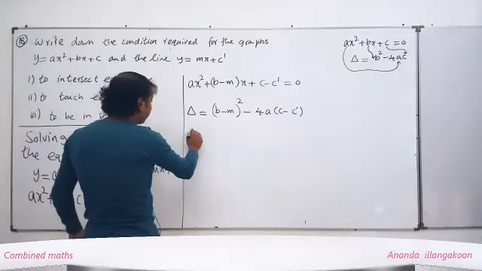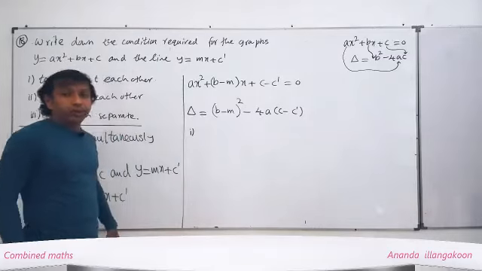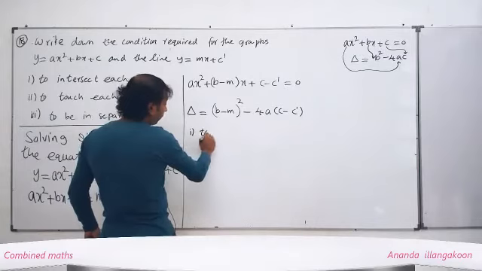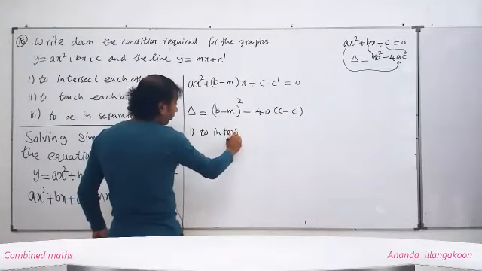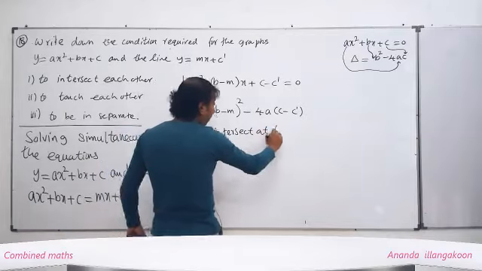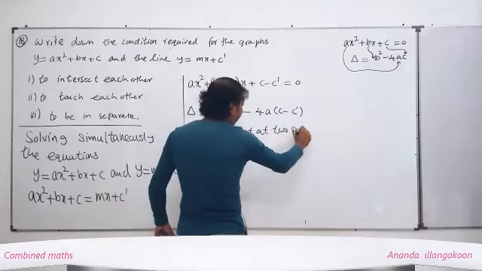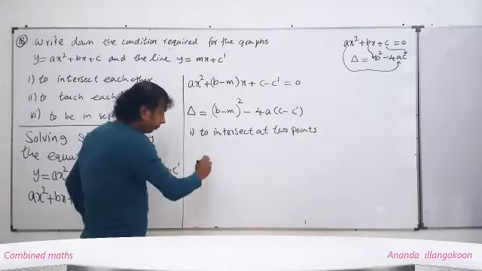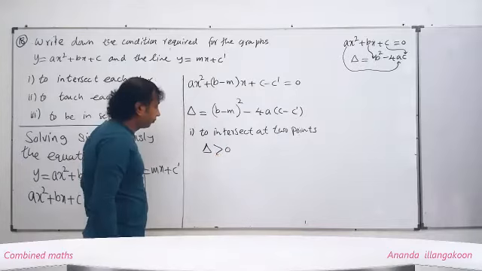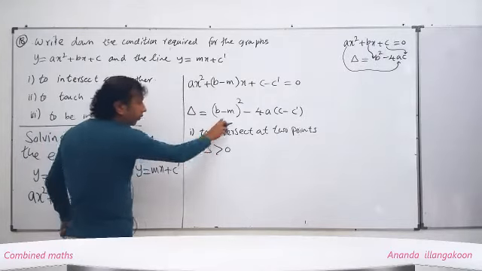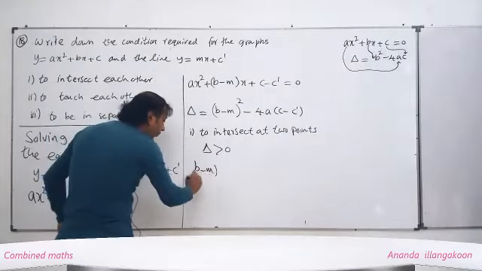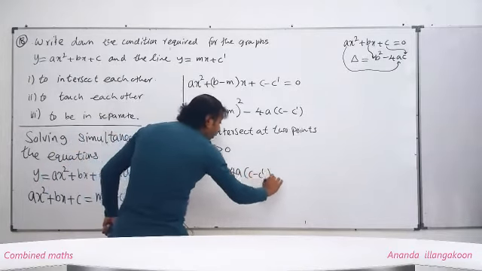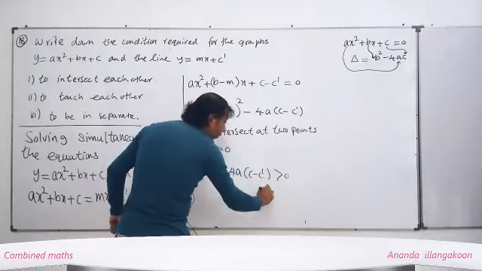First one, to intersect at 2 points, delta greater than 0. Then this one, for a, c minus c dash greater than 0.